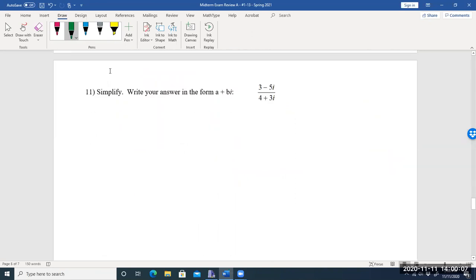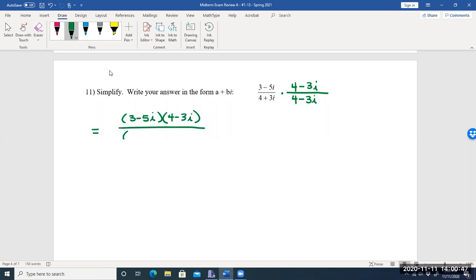All right, we're going to do 3 more in this video, and then the others are in the second video. When you're dividing two complex numbers, the way we do this is we multiply the top and the bottom by the conjugate of the denominator. The conjugate of 4 plus 3i is 4 minus 3i. We just change the sign in the middle. This is because when you multiply two complex conjugates, you get a real number. So we're going to get a real number down there.